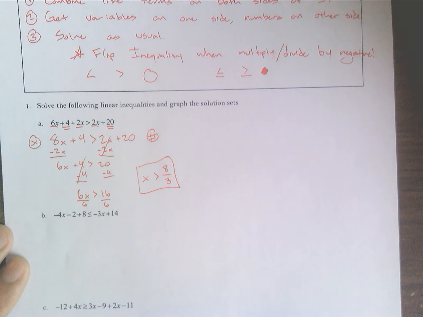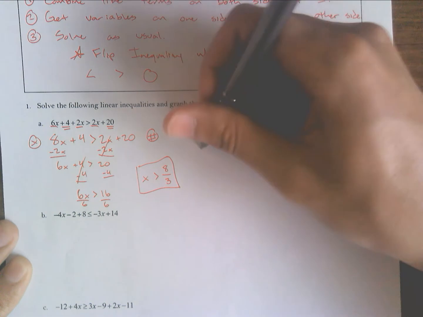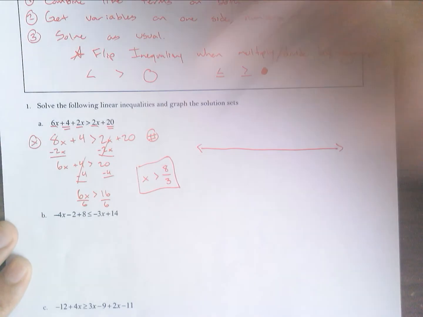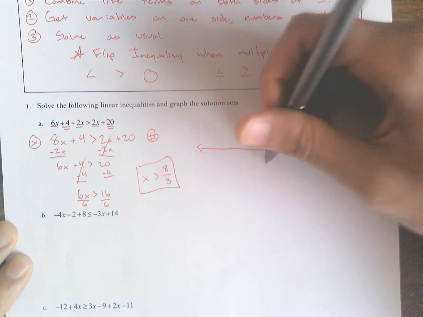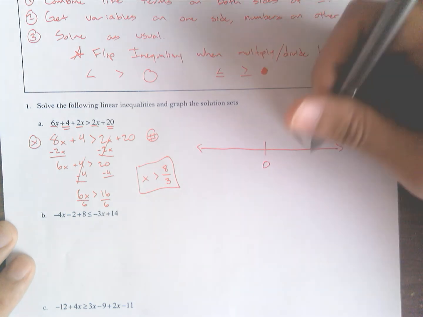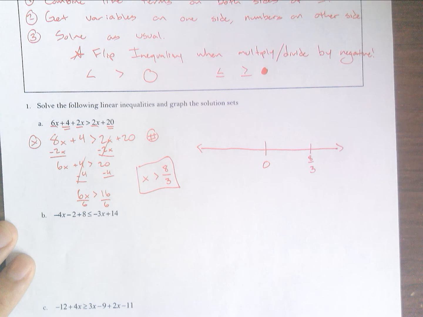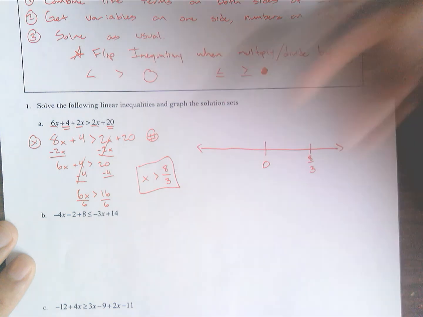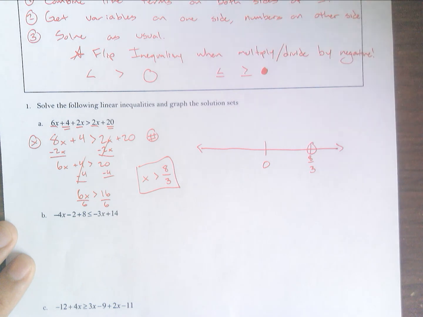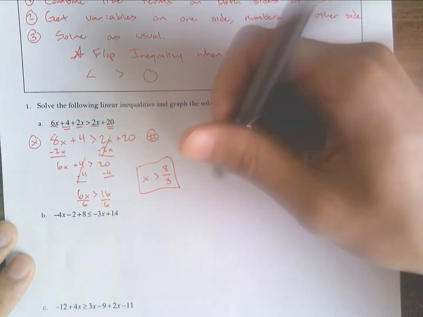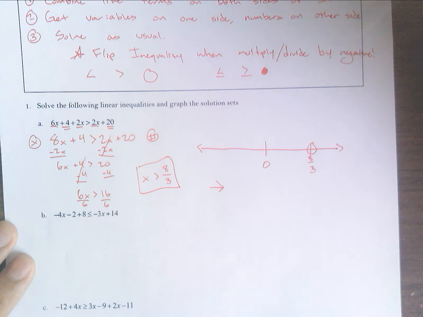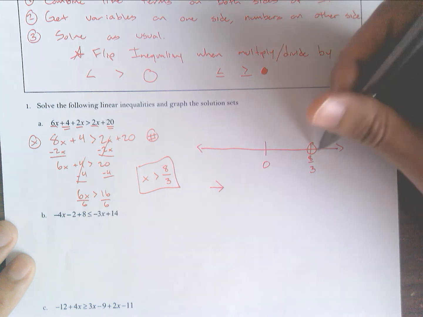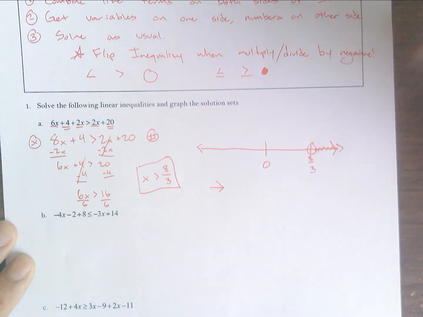All right, so to graph this, we've got our variable on the left-hand side, so we're good. We're going to plot 0 and our number, 8/3. So that's positive. That's going to go on the right-hand side. We're going to draw an open circle. This is not equal to, so an open circle. And then using our arrow trick, we're going to shade to the right. And there's our graph.